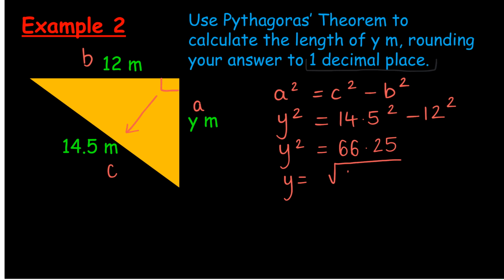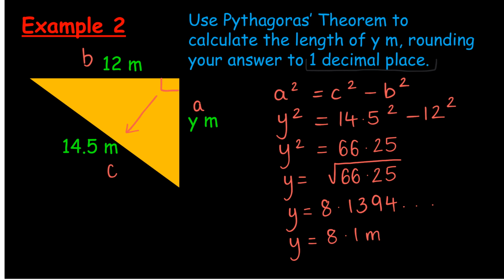which means y is the square root of 66.25. We're expecting a big long decimal answer. We get 8.1394 and so on. And I'm going to round that to 8.1 because that's what the question asks us to round it to. The units are meters, so it's important to include your units. And I'm just going to clarify that I've rounded that to 1 decimal place.